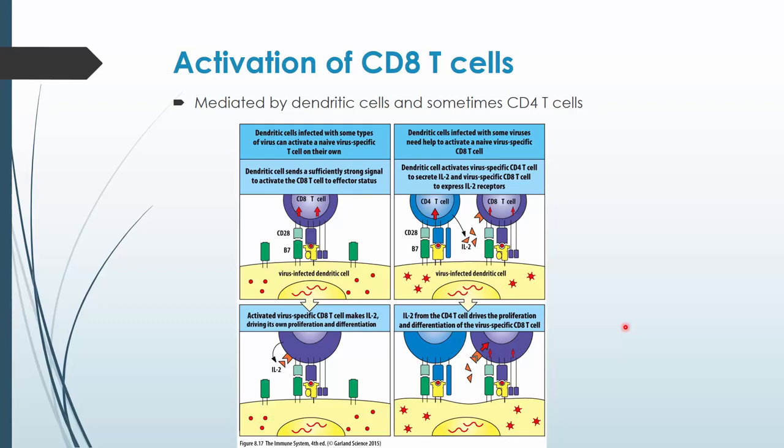So you want to make sure that you have tight control over the cytotoxicity. So sometimes the activation of CD8 T cells requires the T cell receptor, the co-activator of B7, and a CD4 T cell. So that's just a small variation on the theme.